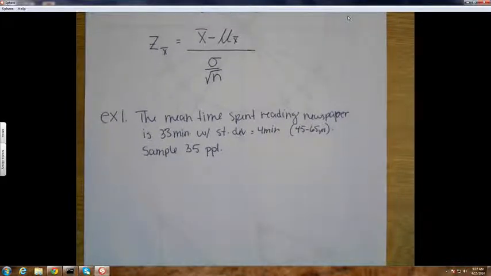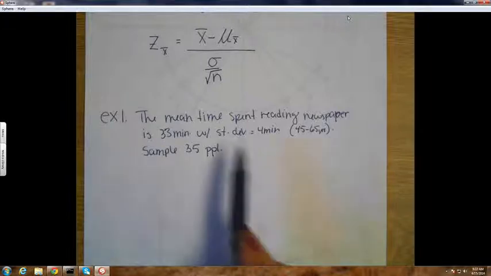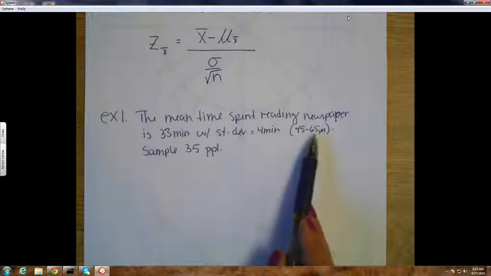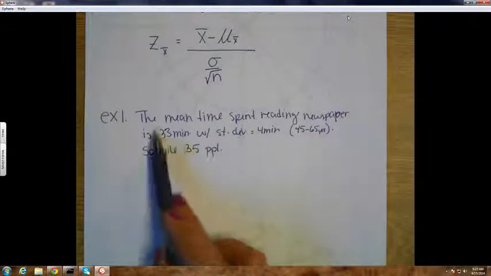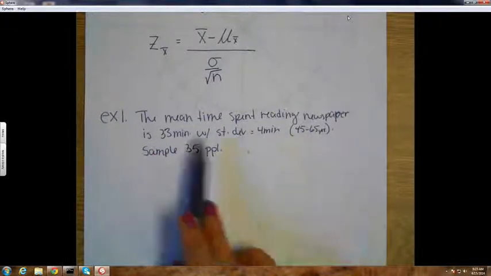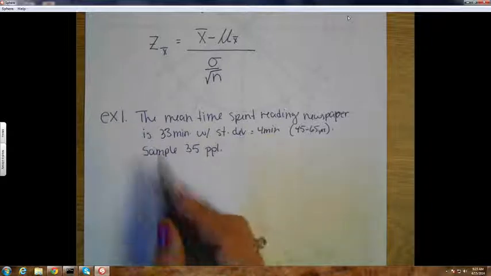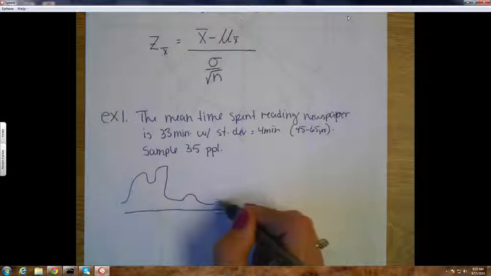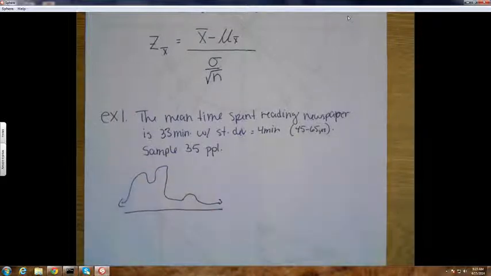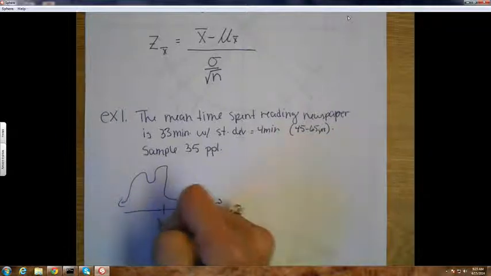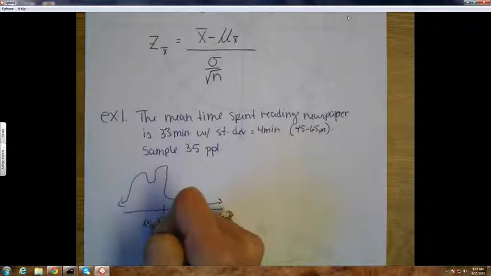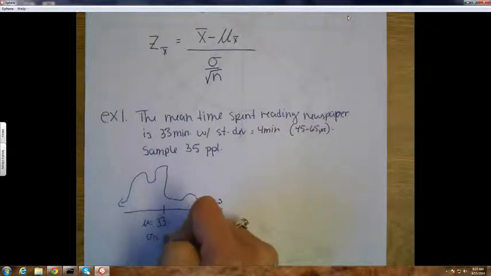Okay. Do I know what shape the population is for the reading time spent by these people ages 45 to 65? Did it say it was normally distributed anywhere in here? No. I have no idea what shape it has. Didn't tell me. But it did tell me the mean is 33 minutes and the standard deviation was 4 minutes.